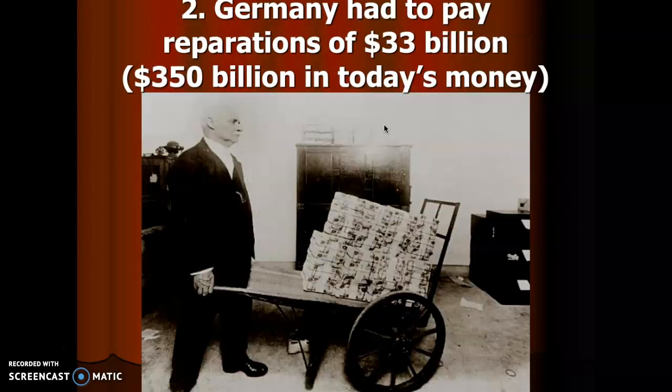The second thing, Germany had to pay back $33 billion. That's $350 billion in today's money. They had to give that money to France, to Great Britain, to America, to Russia, to all of these other countries that had been involved in the war. So basically, you started the war, it's your fault, now you're going to pay us all money. But what didn't Germany have? They didn't have money. The workers were out of work. The nation had been ravaged in war for 4 years. They didn't have the money. But yet part of the deal was, you're going to pay $33 billion.